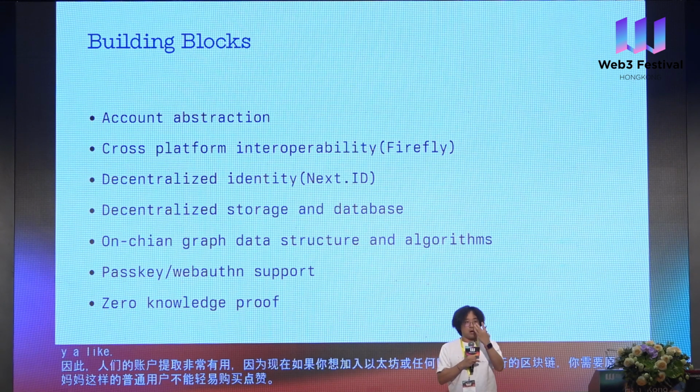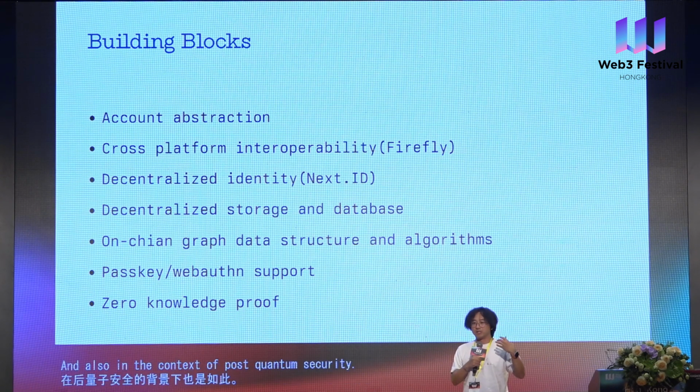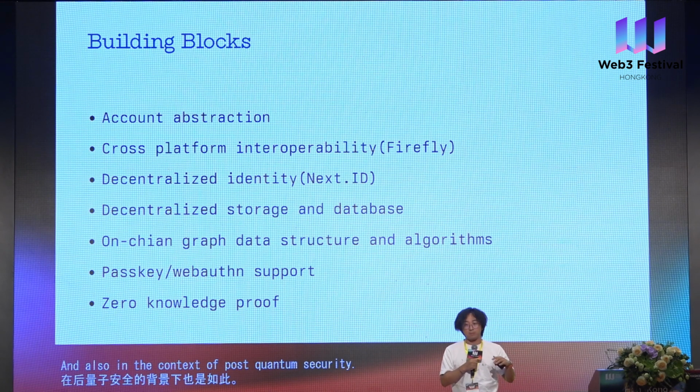And also, in the context of post-quantum security, if a quantum computer is invented, everything we are building now will collapse. So we need post-quantum cryptography to solve the problem, which requires account abstraction so that we can introduce new algorithms to secure the blockchain for other users.